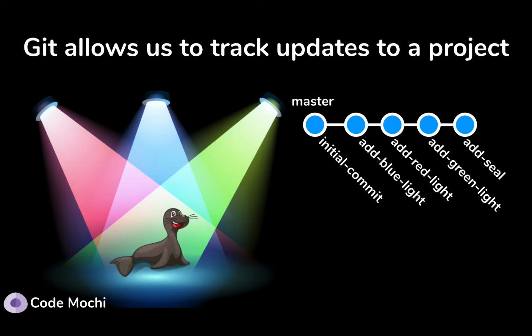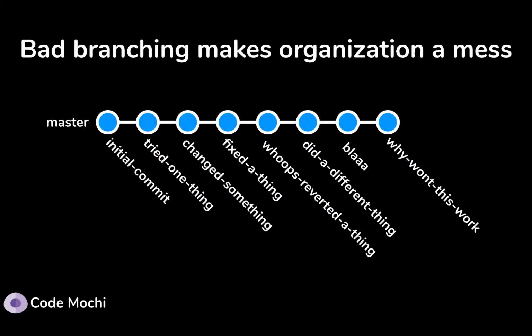And so when you're first learning how to code, typically this is how you'll organize your project. You'll just make changes and you'll commit them to your master branch as you go along. Unfortunately, this is bad branching practice and it makes organization a mess because this is what ends up typically happening. You'll have your initial commit, you'll then try one thing and then you'll change something else or fix something. And then before you know it, you end up having a master branch that has hundreds of commits on it. And it's really hard to tell which commits are good workable ones and which commits you accidentally broke something or the code didn't quite work.